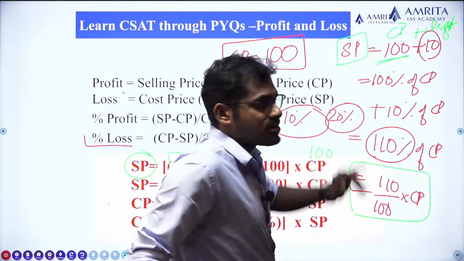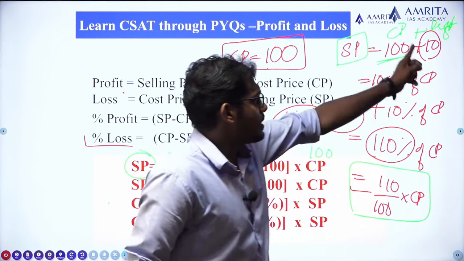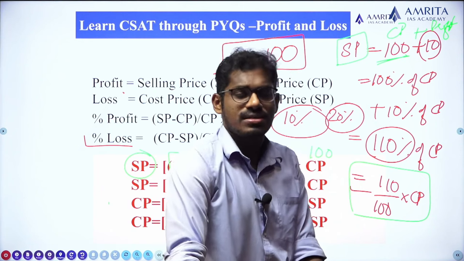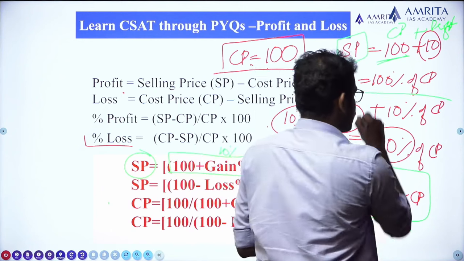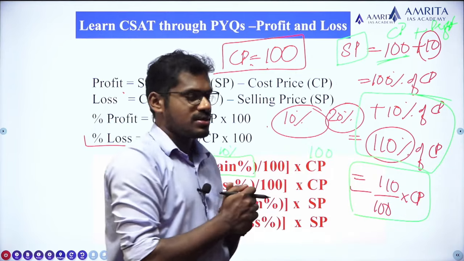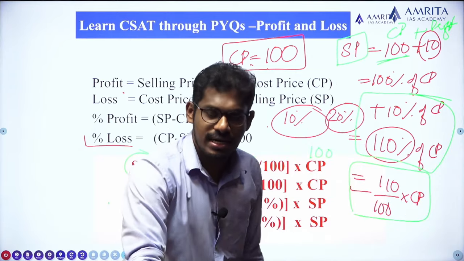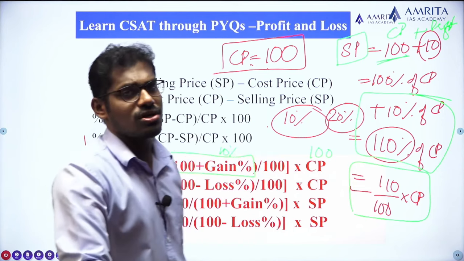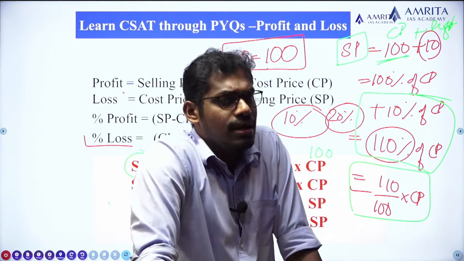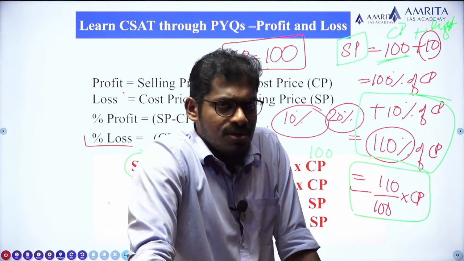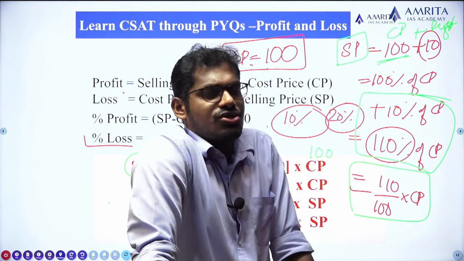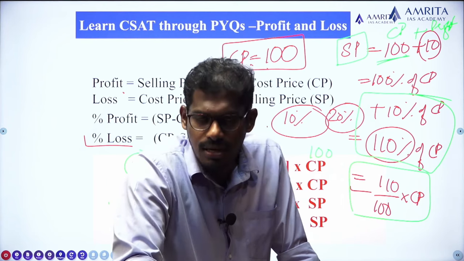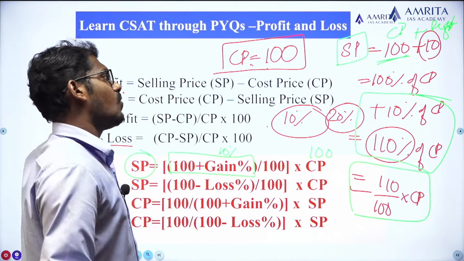The selling price is 100 plus 10. 100 is the 100% of the cost price. Clear? Okay. 10 is the 10% of the cost price. 100% of cost price plus 10% of cost price is the 110% of the cost price. 110% can be written as 110 by 100 into cost price, which is the selling price. That is the equation given. Clear? Simple idea. You have to just understand the idea behind every equation. This is the idea in this particular case. So this is the case of a profit.